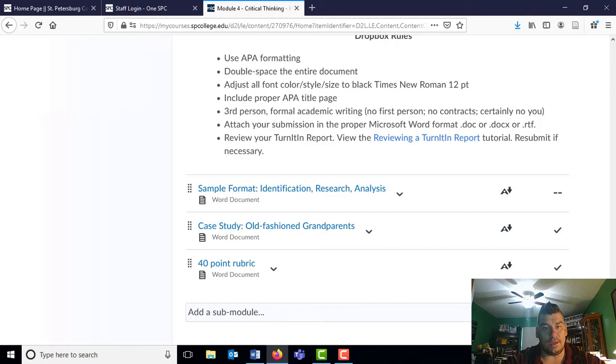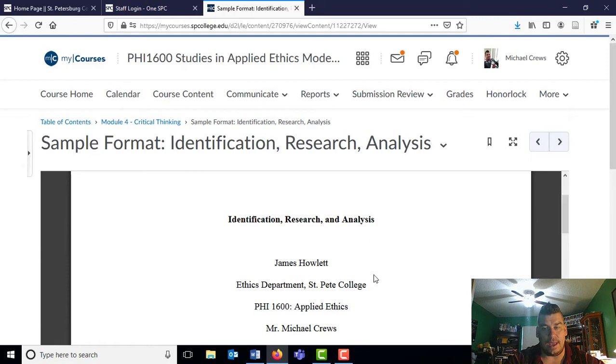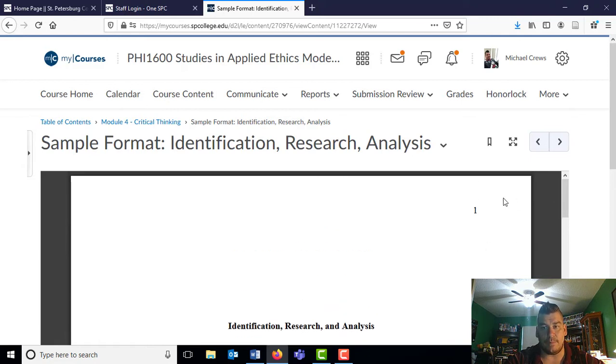So when you come here, you'll see that there's a sample format: identification, research, and analysis. As always, I want you to use this as an extension of the assignment instructions. I'm looking for it to look like this, okay? So what you have here is you have your title, you have your APA page. Make sure we're getting our page numbers. A lot of people are forgetting that.